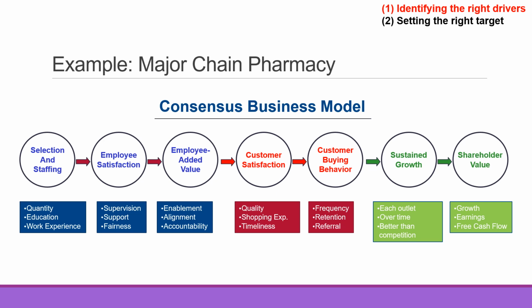So as you can see, the items listed in the rectangular box are more specific to address a specific causal model item that you have identified. So when you look all the way back to the front of selecting and staffing that causes the employee to be happy and satisfied, you can see that the different performance measure items listed in the rectangle are quantity, the number of staff that they have.